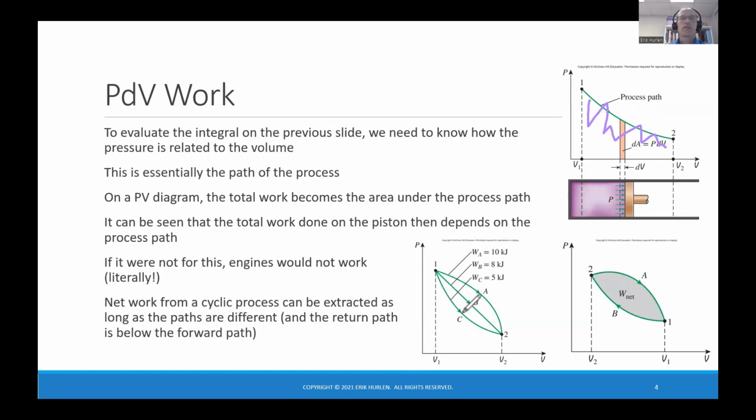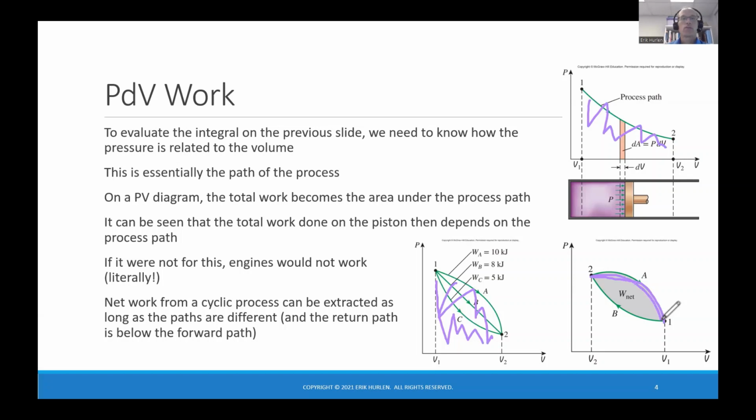As an example down here, we can see 3 different process paths, each with a different amount of work being performed. So area under C is less than area under A, so A will do more work, as you can see. If we have a cyclic process, such as this last case over here to the right, then the system returns to initial state 1. If it returns along the same path, then no work is done.